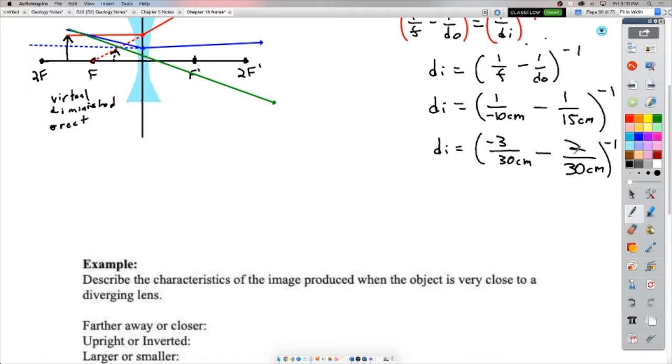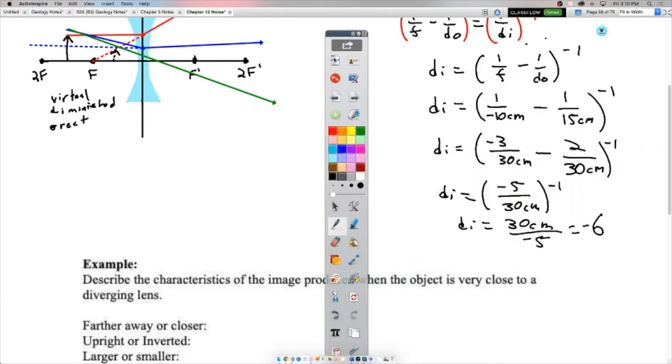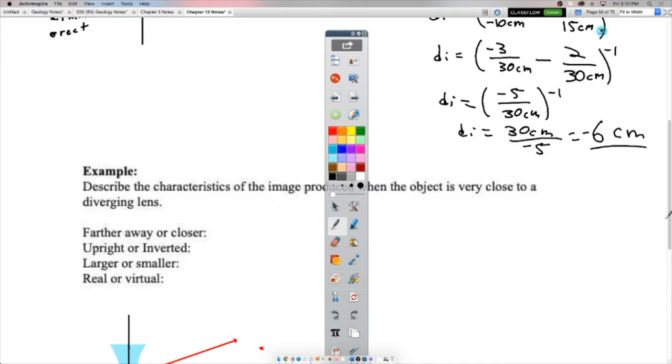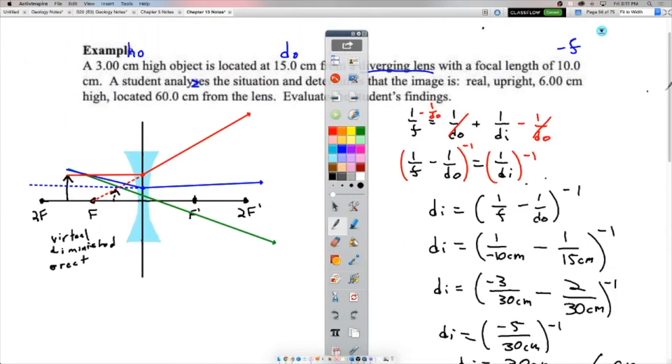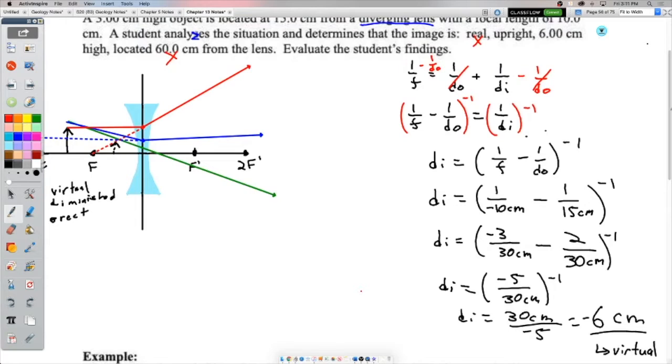So then I have -3 minus 2. -3 minus 2 is -5 over 30 cm to the -1, which is the same as 30 cm over -5, which 30 over 5, that's 6. So -6 cm is the distance of the image. So what does the negative tell us? It tells us it's virtual. Okay, and it tells us it's 6 centimeters from the lens, which allows us to say this is wrong and this is wrong. All right, to evaluate their height findings, which again we know are wrong because we know how a diverging lens works, but let's just try it out.